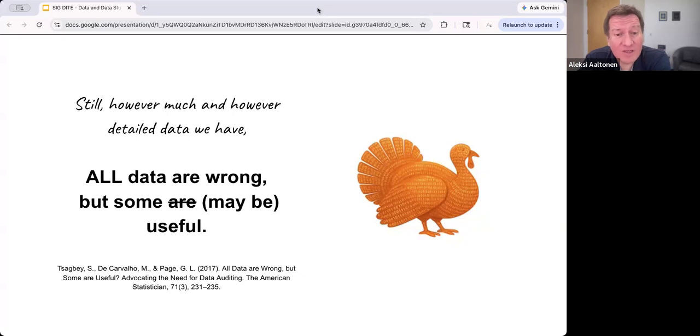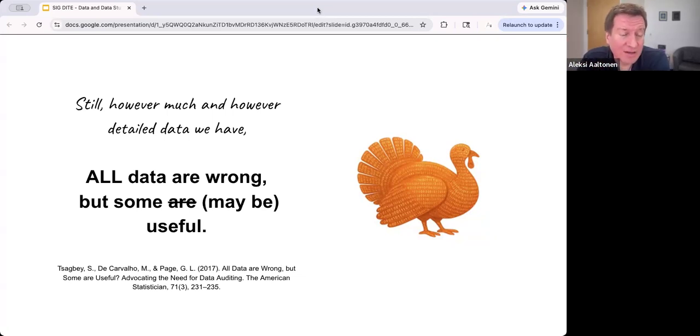So I put the reference there so that I'm not claiming the fame. But my point is that however detailed a way we turn the world into data, it's never the world. It's always some kind of abstraction where something is left out, something is emphasized, and somebody also decides how our world is being turned into data.